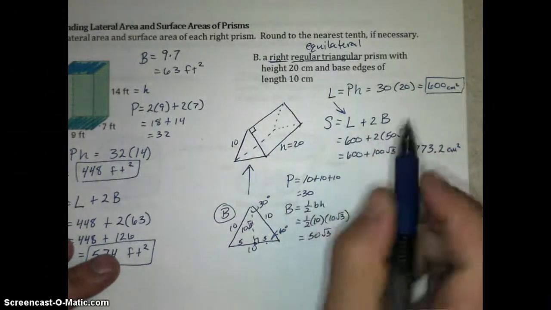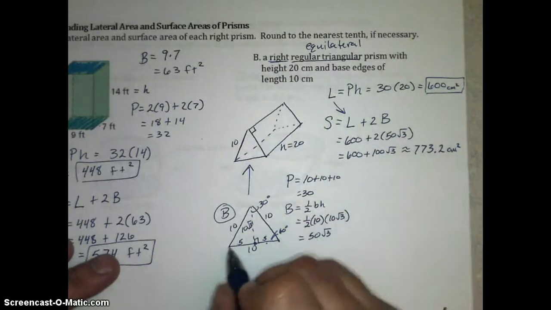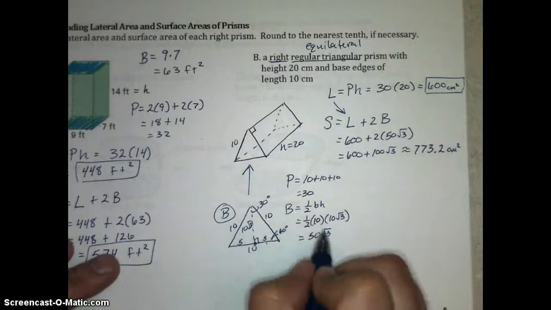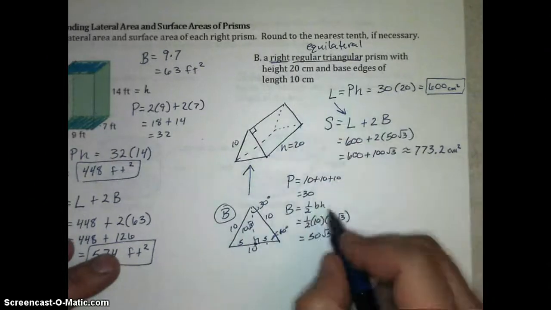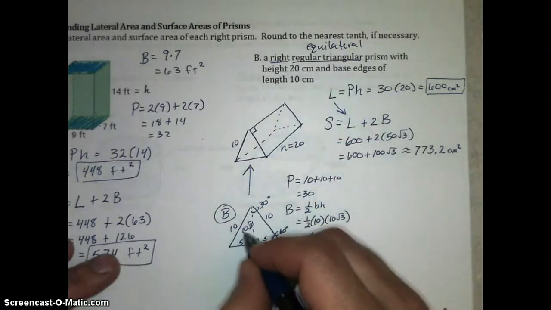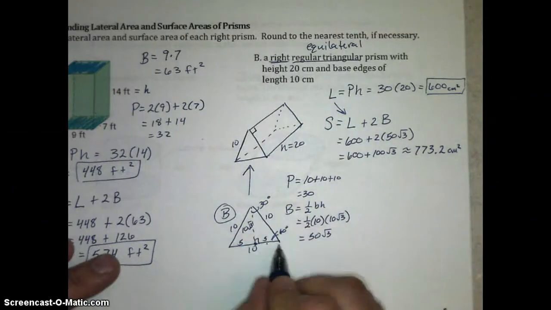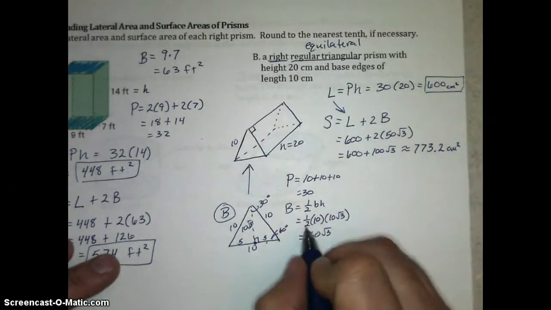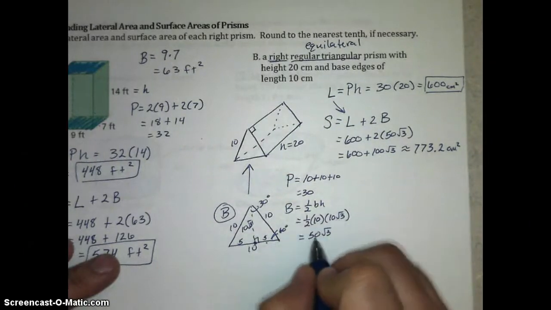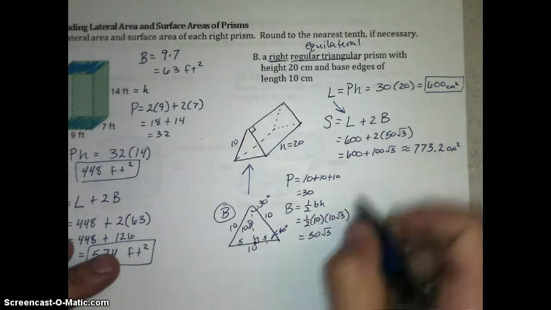plus 2 times the base area. Well, here I've found the base area for you. The area of a triangle is 1/2 base times height. Again, this is height of the triangle, not height of the prism. That height of your triangle, as we saw, was 10 root 3. The base of your triangle is 10. So I'm going to do half of 10 times 10 root 3. That gives me 50 root 3. So I plug that in for the base area.